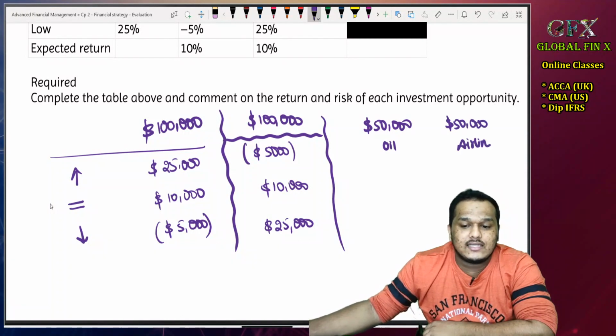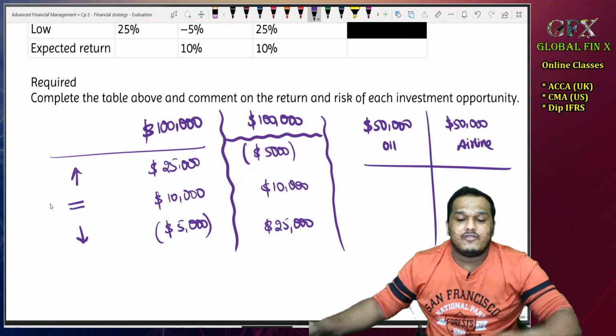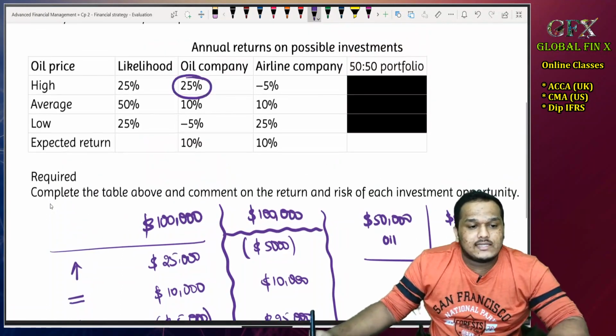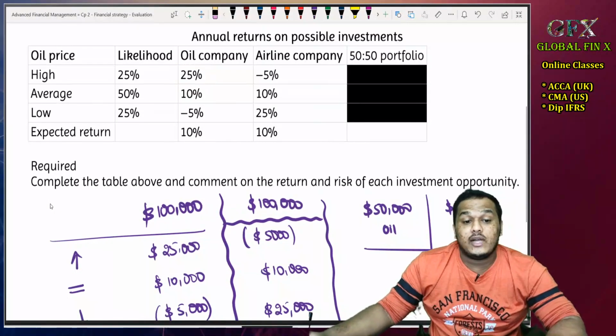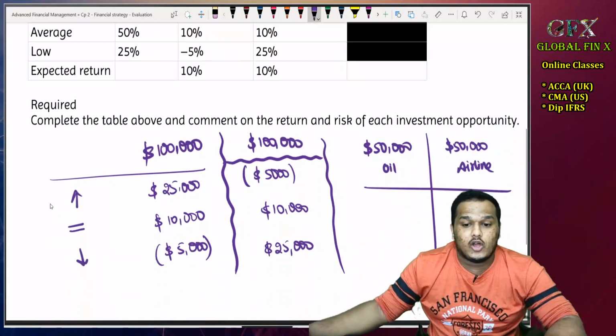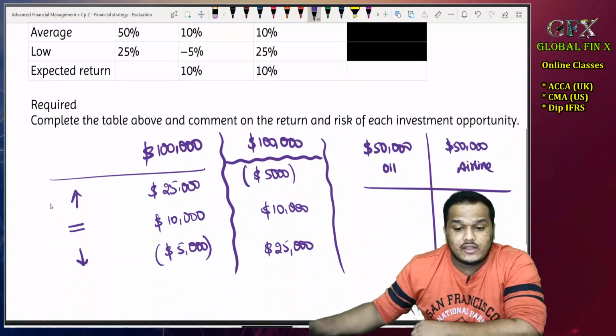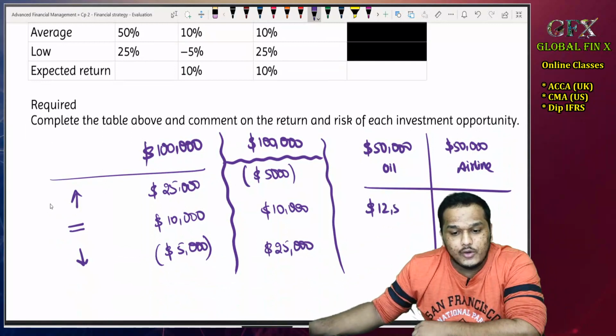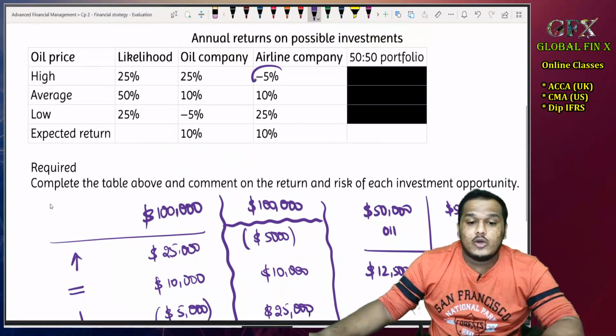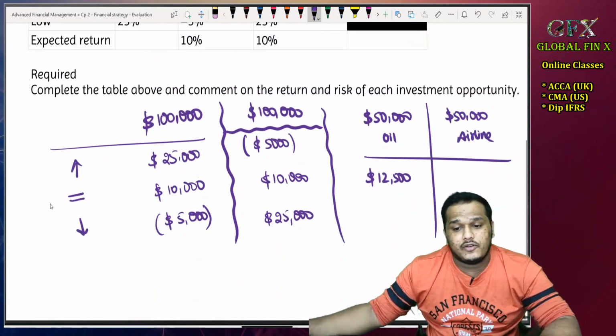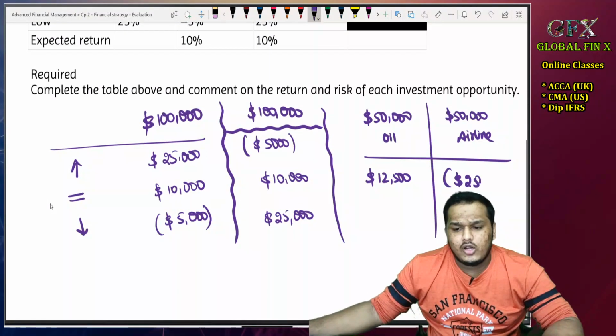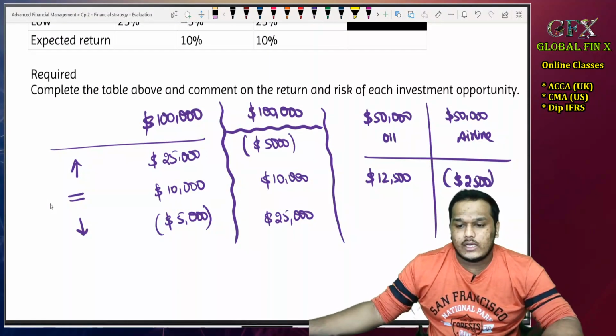In this case, if you see carefully, first, if oil prices are increasing, you get a 25% return on the investment in oil. So 25% of 50,000, that is 12,500, you will get here. But in the airline, you will get a loss of 5%. 5% of 50,000 is a 2,500 loss. Correct? Okay, sir. Next one.